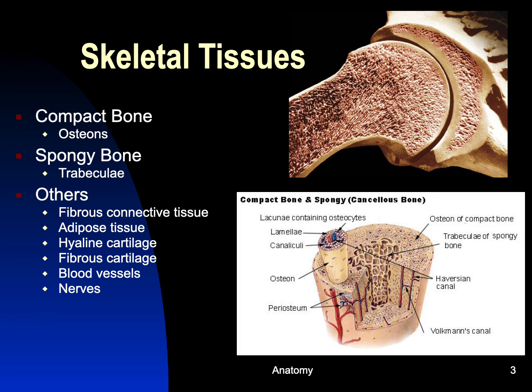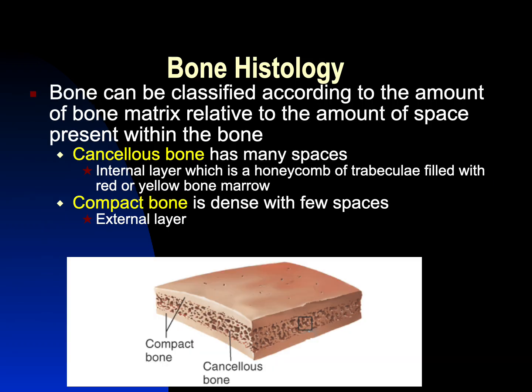I should point out that bones are organs, and so compact bone and spongy bone are only two of the tissues there. There are lots of other tissues. Bones have an extensive amount of fibrous connective tissue, of membranes covering them. They contain adipose tissue. They have cartilages, both hyaline and fibrous cartilage. They are extremely vascular, which means they have lots of blood vessels, and they have nerves. But the main tissues are this compact bone and spongy bone.